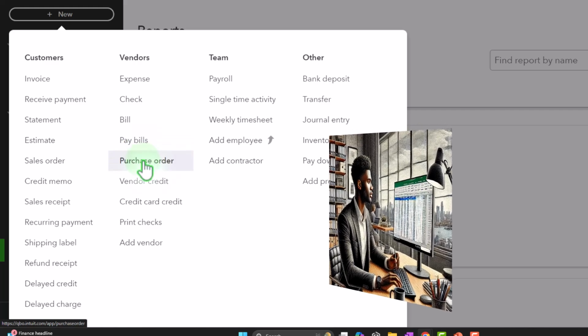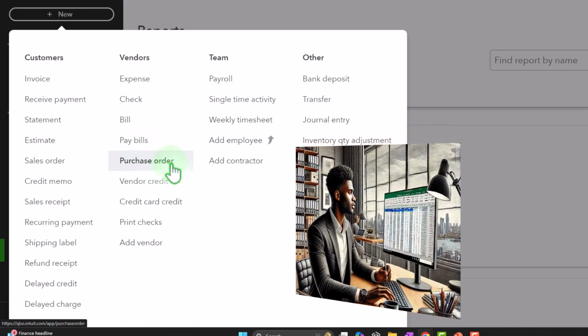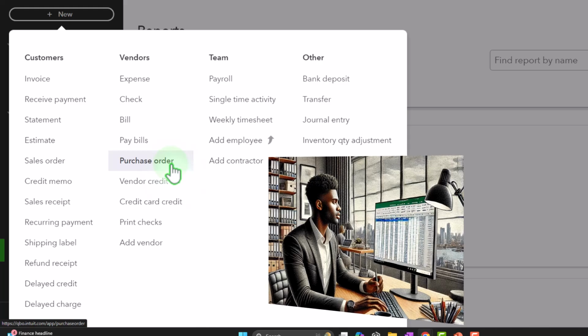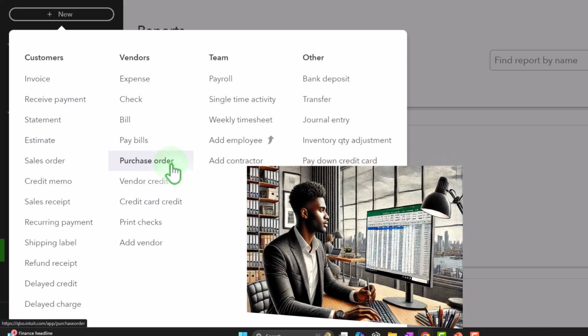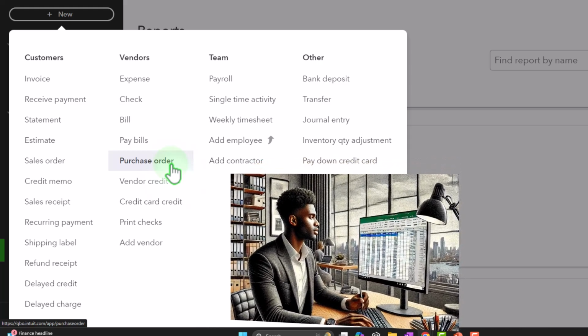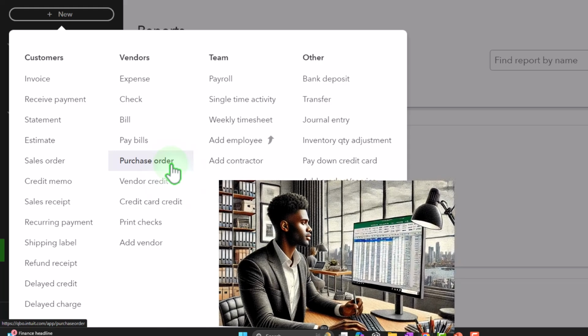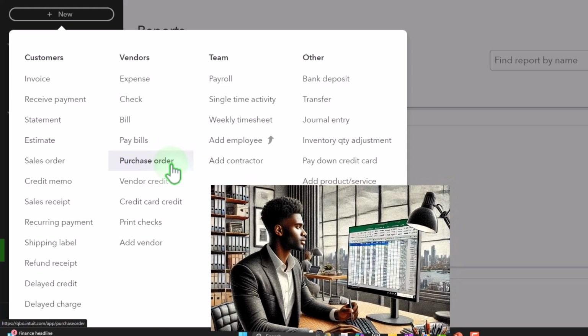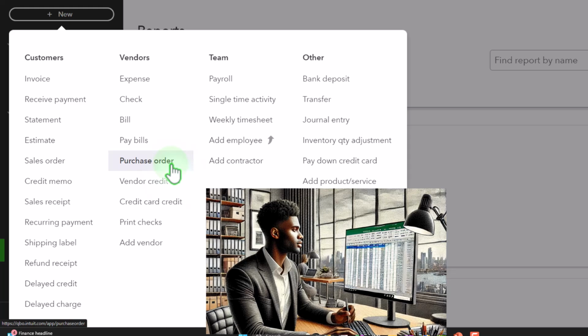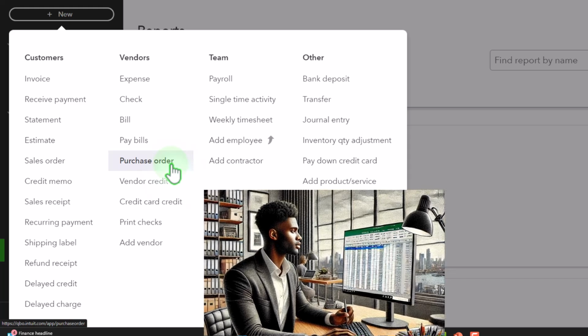This time we're looking at the purchase order. Now, the purchase order is kind of an unusual form in some ways because it doesn't actually record a transaction, and it's only going to be used if you have inventory, and even if you have inventory, it'll still only be used in certain circumstances.